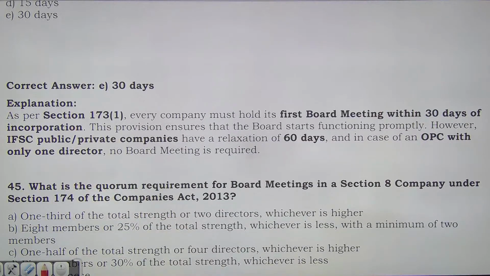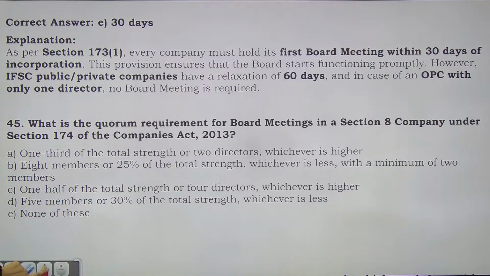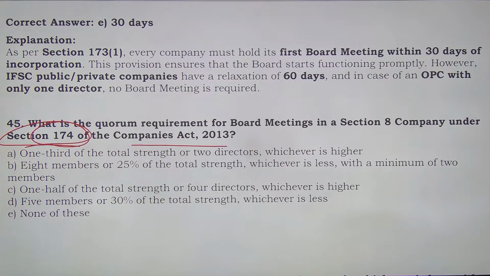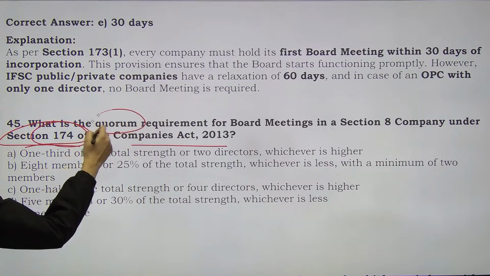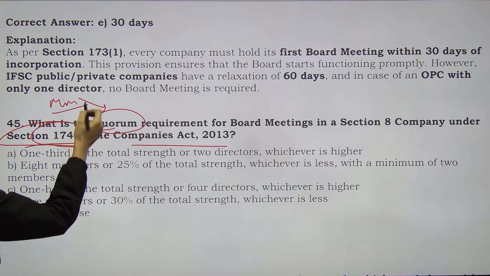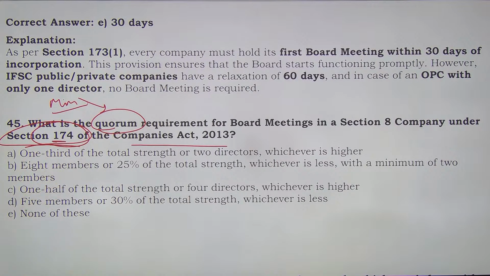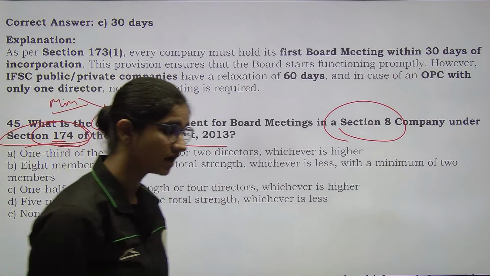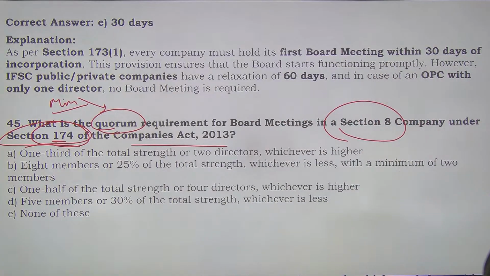Now we are moving forward to the next question, question number 45. Question number 45 is asking you what is the quorum required for a board meeting in a section 8 company. Section 174 of the Companies Act is teaching you about the quorum of the company, okay. Quorum of a meeting, that is, the minimum number of directors that need to be available in the meeting, has been given according to section number 174. But here they are specifically asking for the section 8 company. Okay, so here you have to answer how much will be the quorum for section 8 companies. Okay, please read the options and try to answer it. This is a very good question.